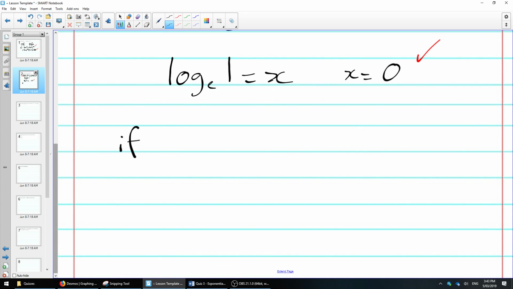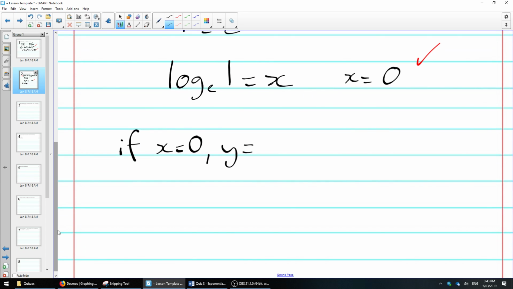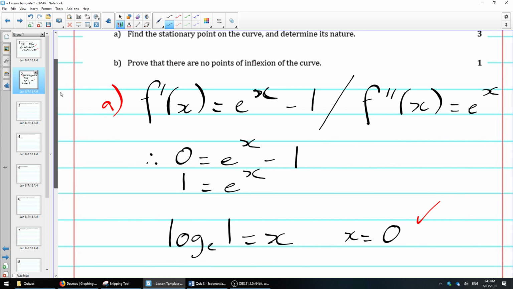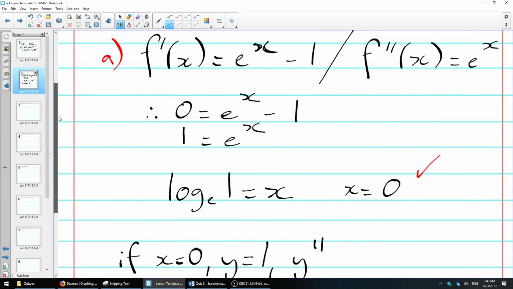So now, if x equals 0, y equals, well, we're just going to sub 0 back into that original function. So it'll be e to the power of 0, which is 1, minus 0, which is 1. And then when I sub it into f double dash, it'll be e to the power of 0, which is 1.